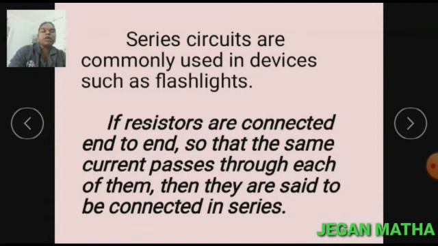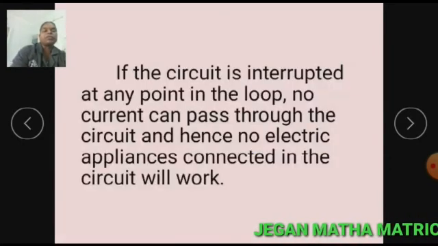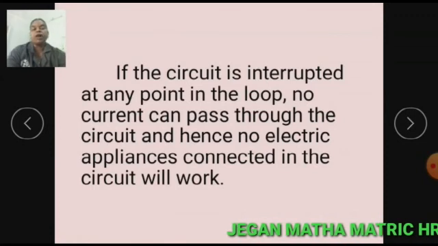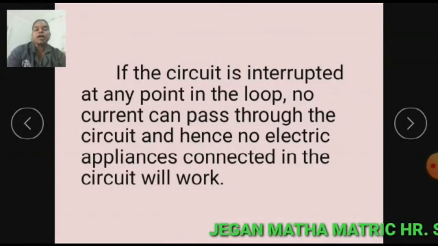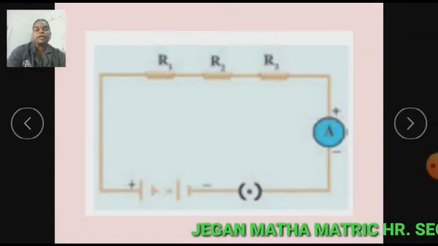If resistors are connected end to end so that the same current passes through each of them, then they are said to be connected in series. This is the example for series circuit. If the circuit is interrupted at any point in the loop, no current can pass through the circuit, and hence no electric appliances connected in the circuit will work.